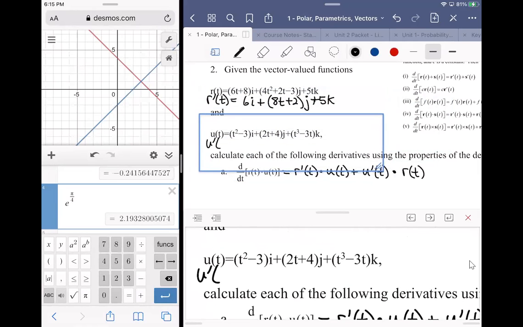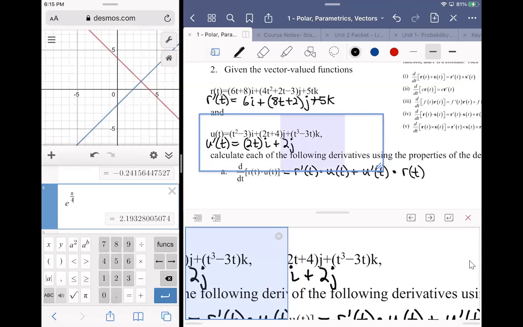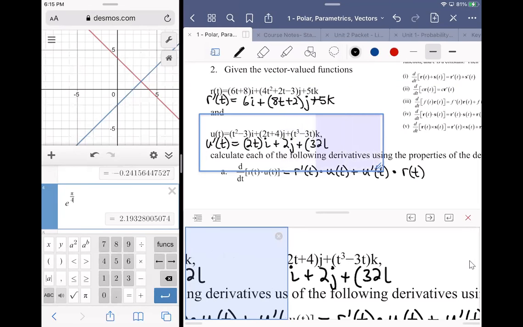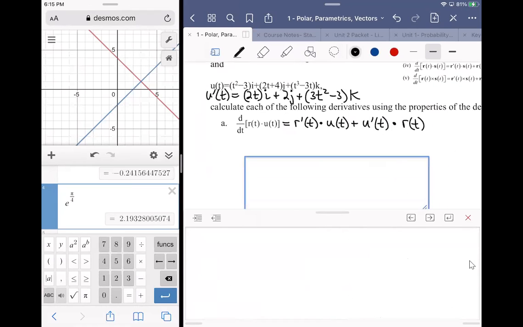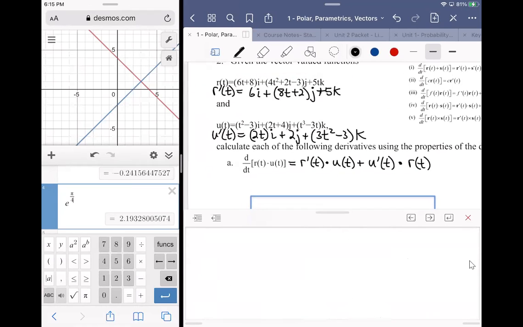So u prime of t, 2t i plus 2j, and another binomial, so plus 3t, I got that backwards, geez, 3t squared minus 3k. All right, that hopped away on me.